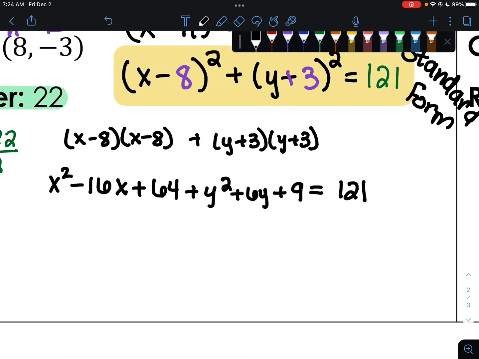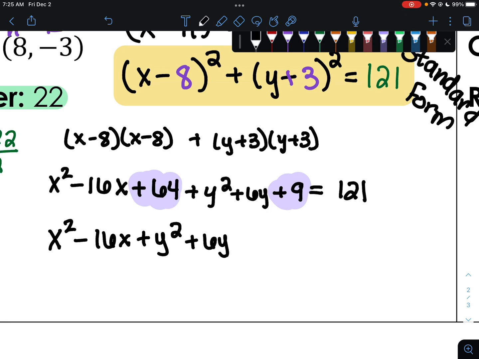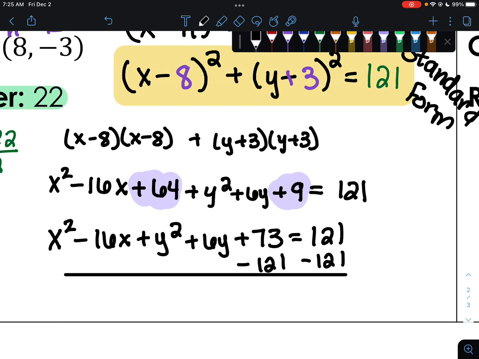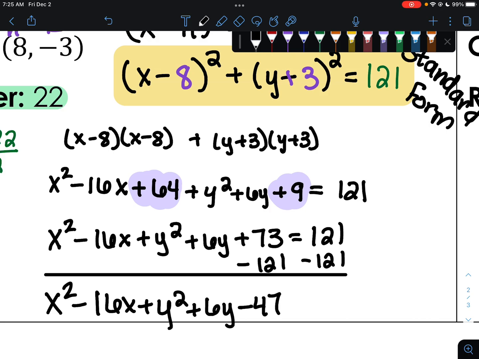So I would combine my like terms and get x squared minus 16x. My like terms are the 64 and the 9. So I'm going to put plus y squared plus 6y plus 64 plus 9 is 73 equals 121. I'm going to move over that 121 so I have it set equal to 0 because that's what the general forms have. So I get x squared minus 16x plus y squared plus 6y minus 47 equals 0. And this is the general form.